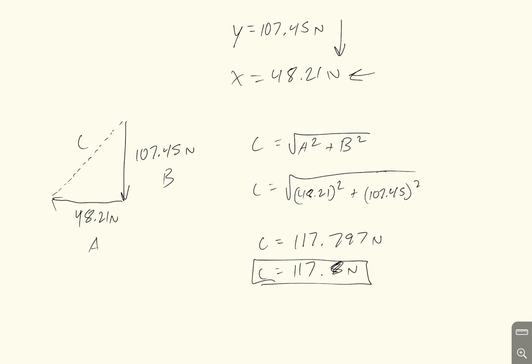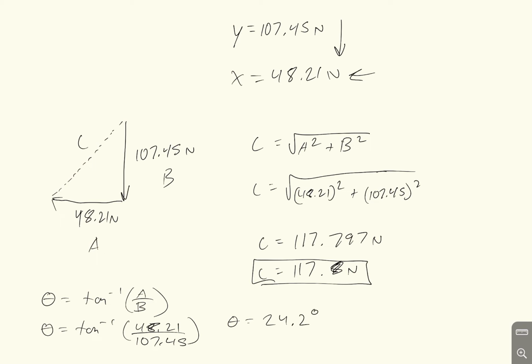That's our hypotenuse value. And then theta is equal to the inverse tangent of A over B. Theta is equal to the inverse tangent of 48.21 over 107.45. Theta is equal to 24.2 degrees. And that's our final answer. So our final vector will be 117.8 newtons, 24.2 degrees from the vertical plane.